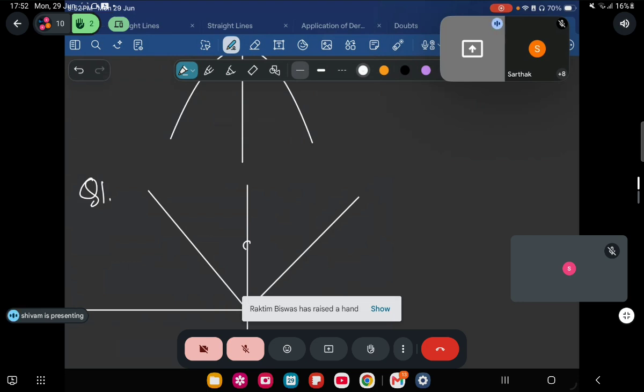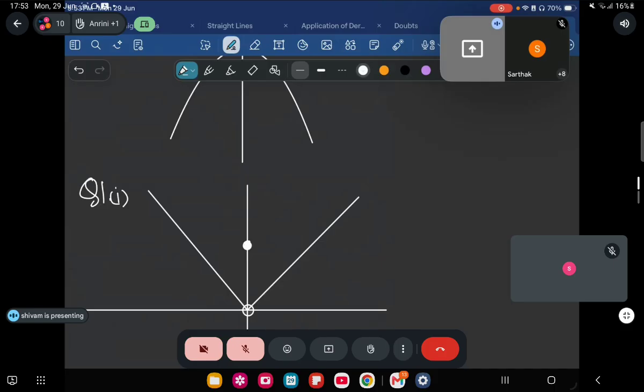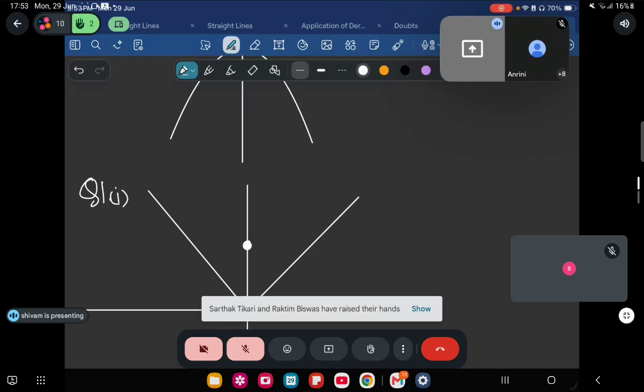Okay, these are some conceptual based questions. You have to tell me whether over here we are getting local maxima or local minima or nothing. What is it? Sir, nothing. Okay. Next is Raktim, what do you think? Sir, minima. Okay, so one person has said nothing, another said local minima.